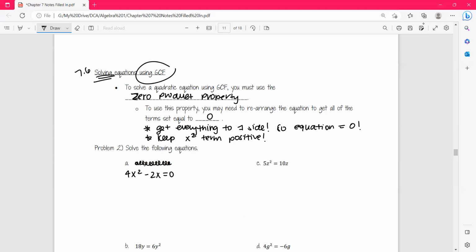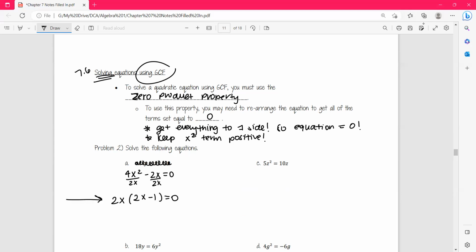So if I look at 4 and 2, I know the GCF is a 2. And then if I look at my variables, I've got x squared and x. The GCF between x squared and x is an x. When I take a 2x out of 4x squared, I'm going to be left with 2, right? 4 divided by 2 is 2. X out of x squared is just an x. A 2x out of 2x, I'll be just left with 1. Divide anything by itself, you'll be left with 1.